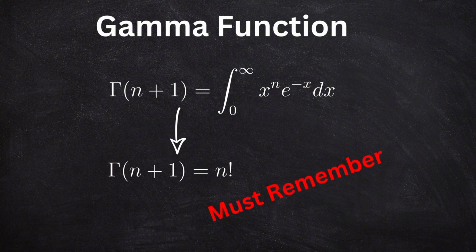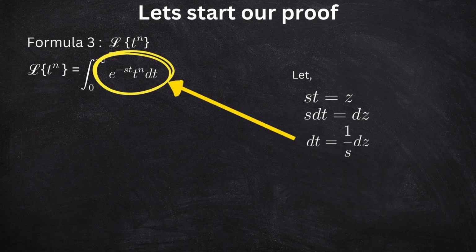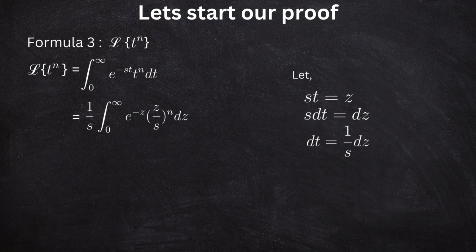Now we start by putting t to the power n in the expression we learned in the description. Let's consider s times t is equal to z. By taking the derivative on both sides we get s dt equal to dz. Next, we get the value of dt. After we put these expressions in our main equation we get something similar to this.